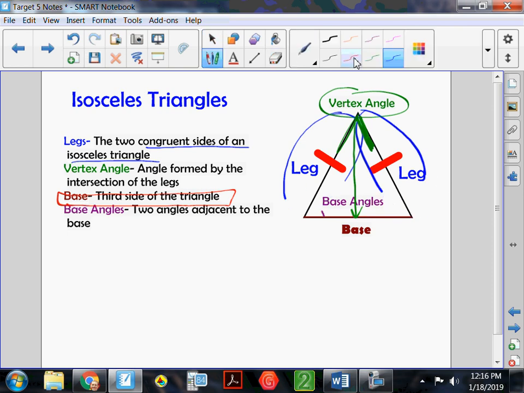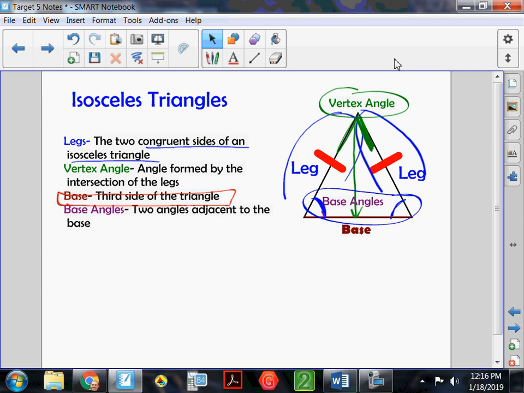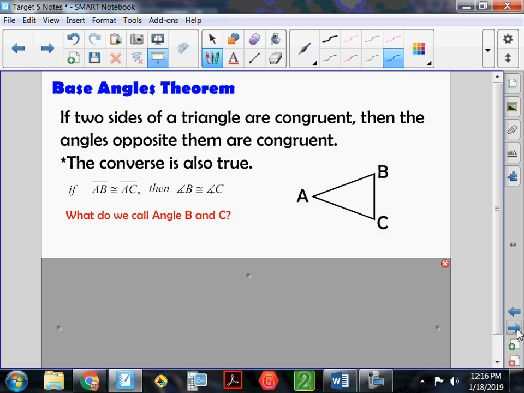One thing we know about an isosceles triangle is that it has two congruent sides. We also know that it has two congruent angles. These angles at the bottom are considered my base angles. Okay? Two angles adjacent to the base. The base angles theorem is the theorem we're looking at today.